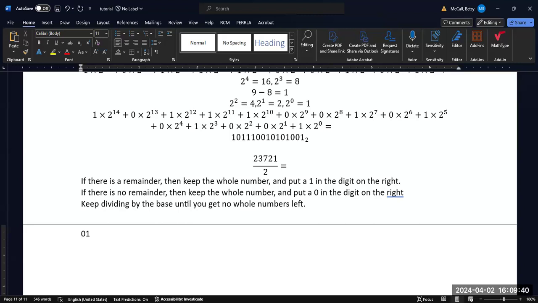I got a whole number. I'm going to put a 0 in that next digit. Divide by 2. I got a remainder, so I'm going to put a 1 right in front of it. And I'm going to subtract off the 0.5, and then I'm going to divide again. So divide by 2. I get a whole number, so I get a 0. And then if I divide again, I get a remainder. I get a fraction, a decimal.